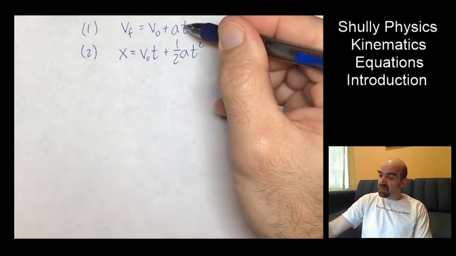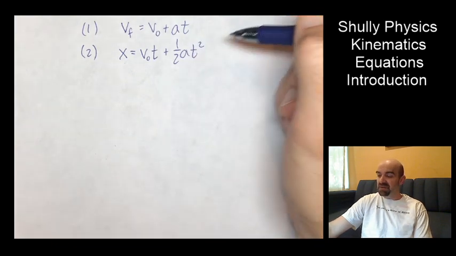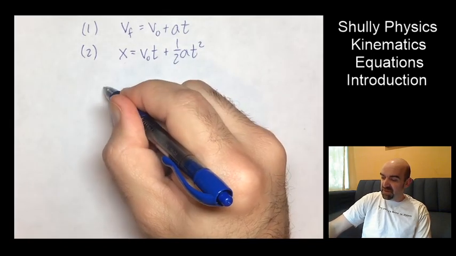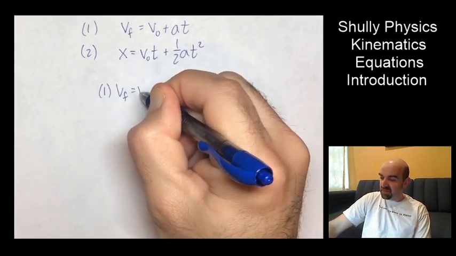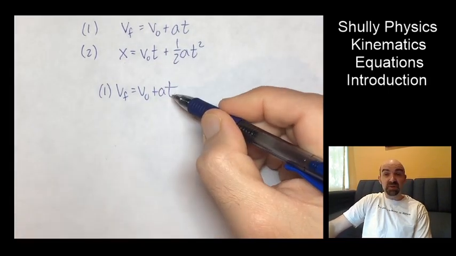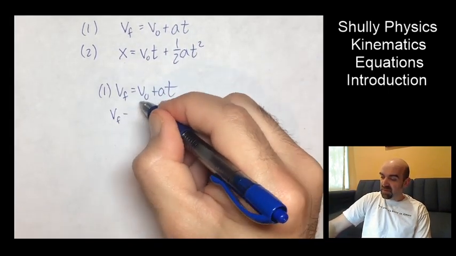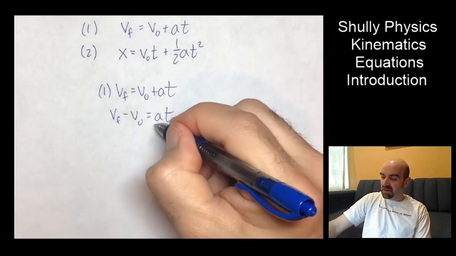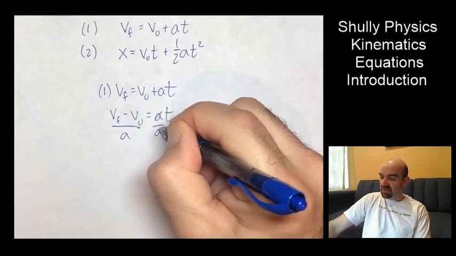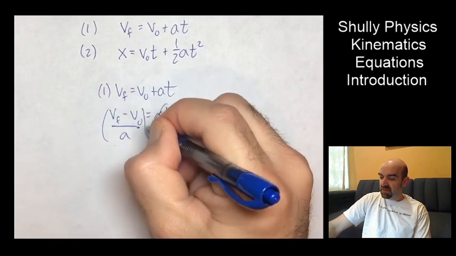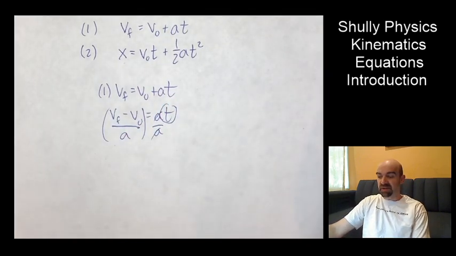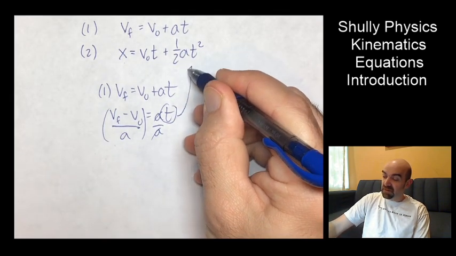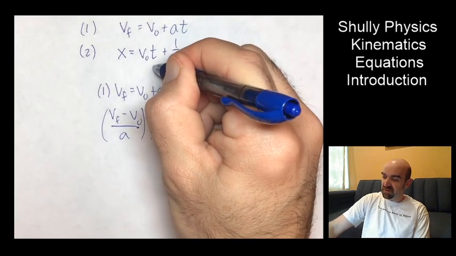So what I have here is a system of equations. And if I want to eliminate the time, then what I'm going to do is start with equation 1, Vf equals Vo plus At. I'm going to solve for time. First I'm going to subtract Vo from both sides. And then I'm going to divide by acceleration. So time is equal to final velocity minus initial velocity divided by acceleration. Now what I'm going to do is plug that in to the second equation, and this is where it gets fun and ugly.